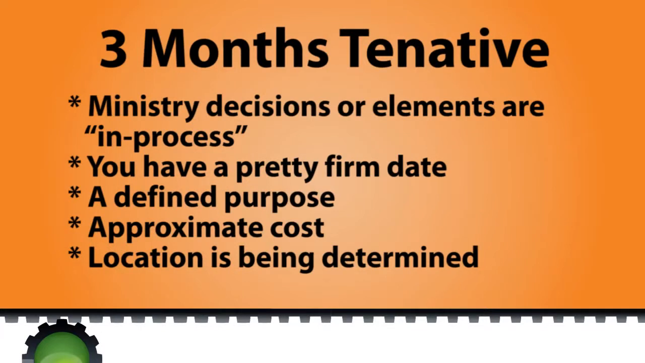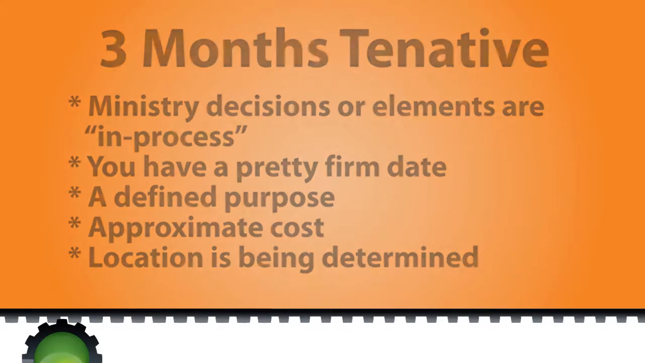The second 3 months, or this next segment, is called tentative. Just as the name again suggests, there's a few ministry decisions or elements that are in process, so to speak. In other words, they're tentative. Now, during these 3 months of calendaring, you have maybe a pretty firm date, you have a defined purpose, you have an approximate cost, maybe even a location is being determined. You're trying to decide between two different places, or maybe it's not final. But you may only have a lead team coordinator enlisted and maybe not a full team yet of people who are working on this event.